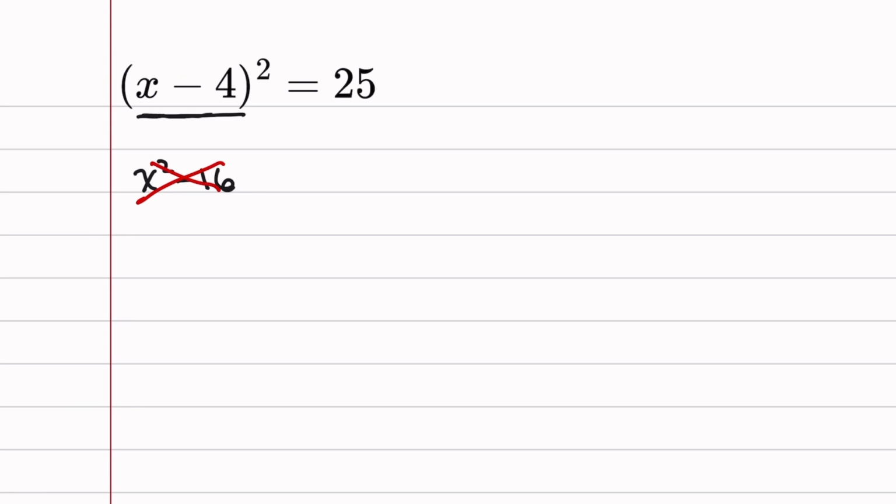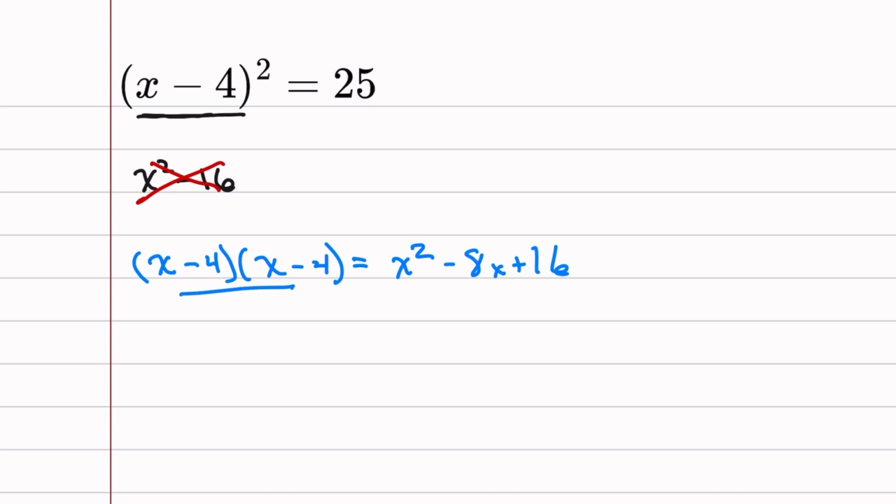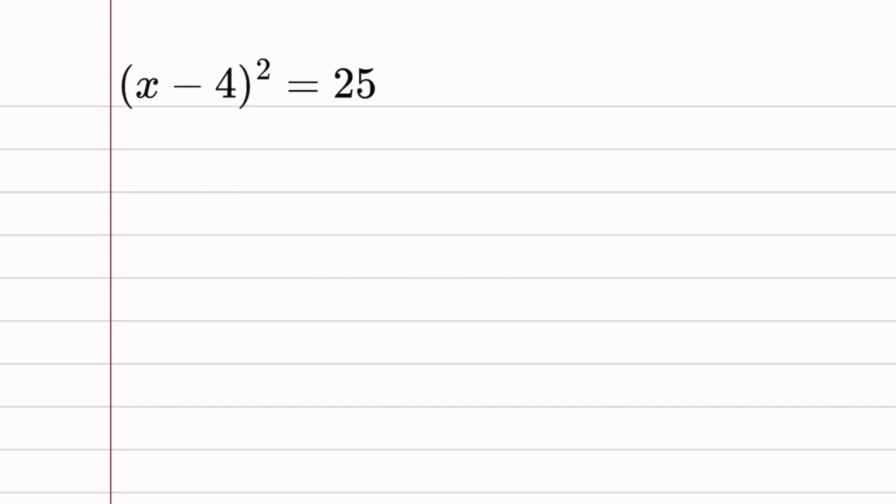Squared means that it's multiplied by itself. So when we do x minus 4 in parentheses squared, we actually have to FOIL it out, because x minus 4 squared is shorthand for this problem. And when we FOIL this out, we get x squared minus 8x plus 16, and suddenly it's a much more complicated problem. We do not want to square this. So instead, we're going to take the square root of both sides.